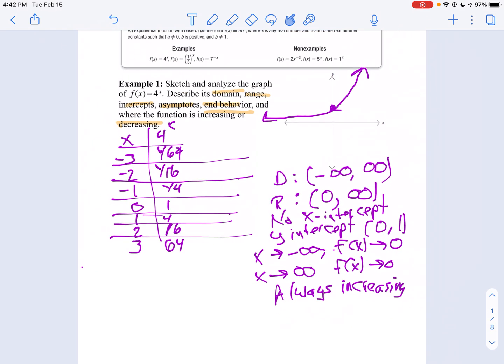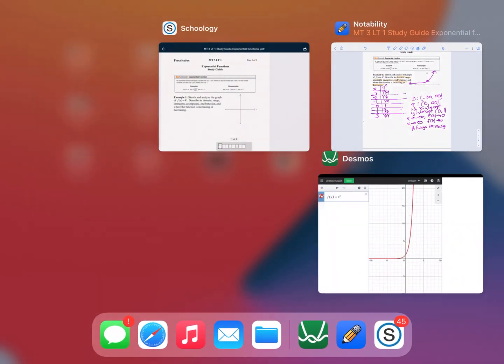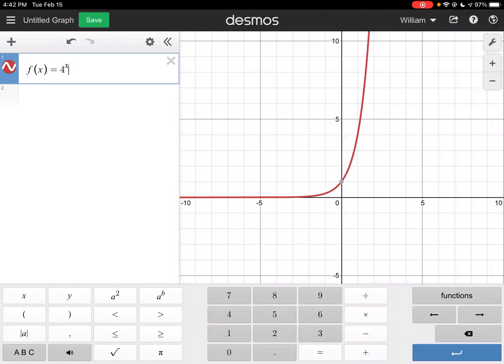And if I want a more accurate graph, rather than just the sketch of what I did, I could actually go into Desmos and graph this. And there we can see that. There it's 4 to the x power. And that's all you have to do.